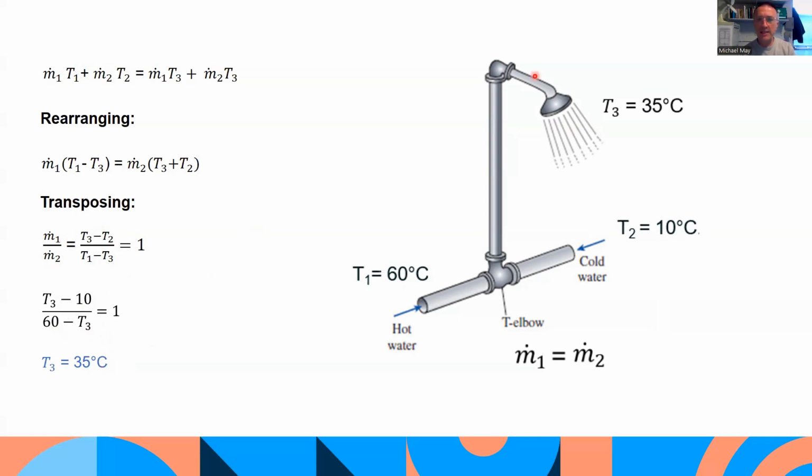So basically what that means is that we've a flow rate of hot water coming in at 60 degrees here. We have a flow rate of cold water coming in at 10 degrees here. Those two flow rates equal each other. And then the outlet flow rate is going to be the sum of those two, but the temperature is going to be 35 degrees. So that's basically 60 plus 10 divided by 2.